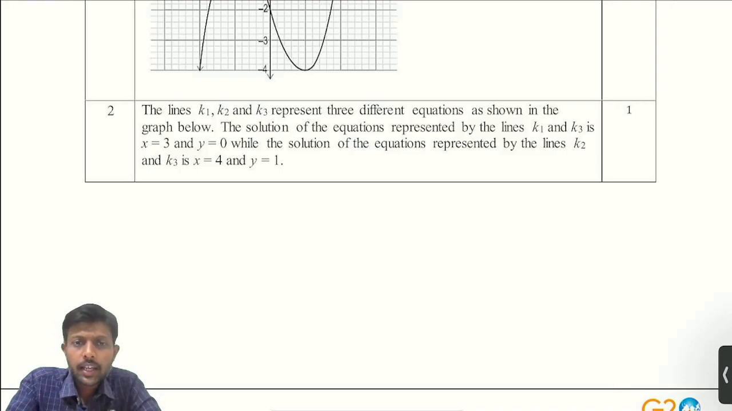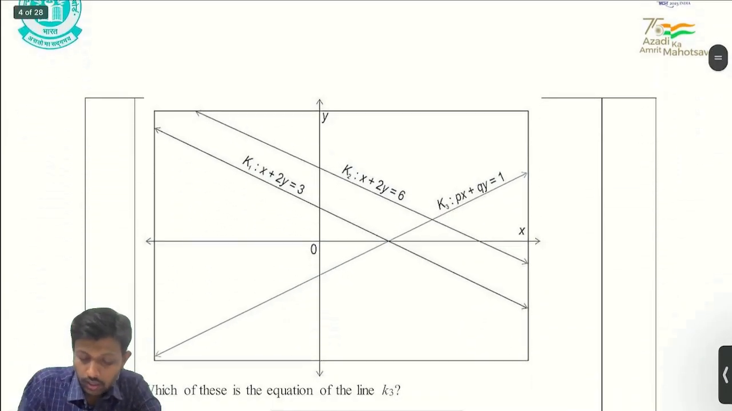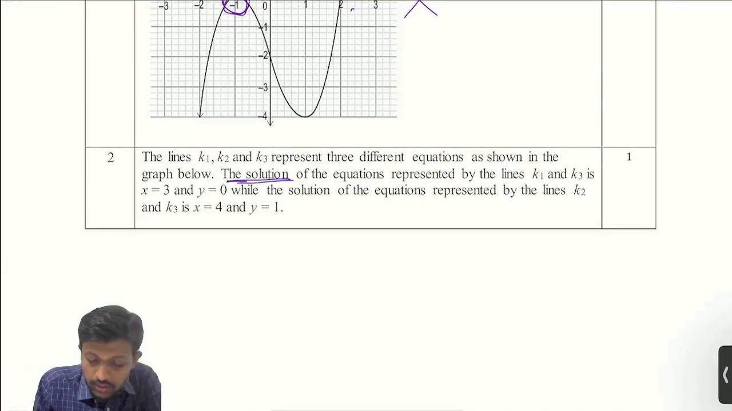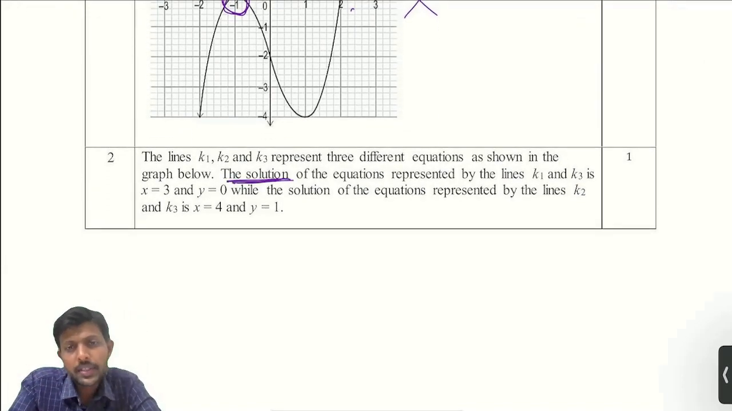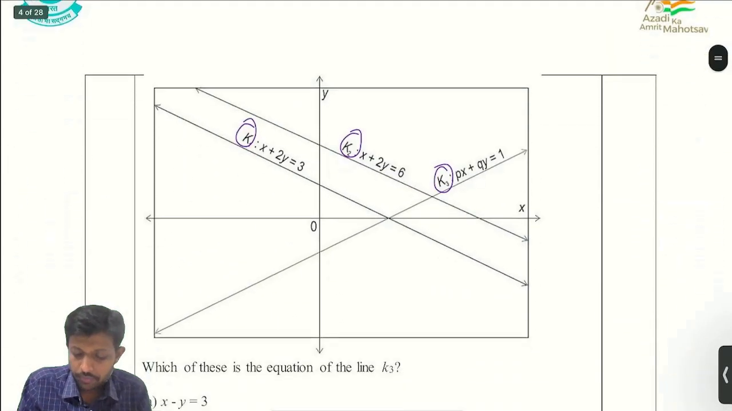The lines K1, K2 and K3 represent three different equations as shown in the graph below. Let's look at the graph below. Okay, K1, K2 and K3. These are the three lines. Alright, what else? The solution of the equations represented by the lines K1 and K3 is given to us: x equal to 3 and y equal to 0. While the solution to the equation represented by K2 and K3 is x equal to 4 and y equal to 1. Okay, let's plot all these things in the given graph.